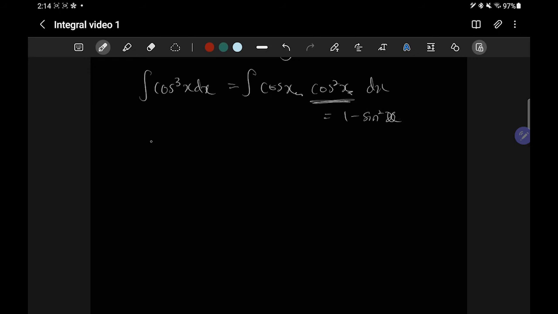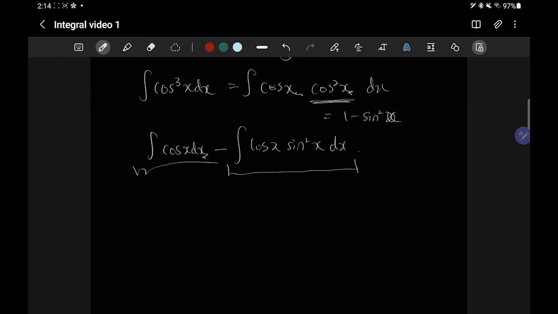So now our function looks like the integral of cosine x dx minus the integral of cosine x sine squared x dx. Now, I'm pretty sure you know how to solve this first integral. But the second integral is a bit difficult to solve. We will be solving this integral by using the method of substitution. The substitution method works when one of the terms in the integral is the derivative of the other term.